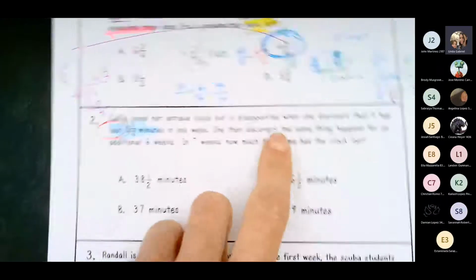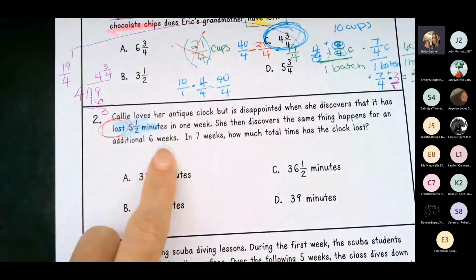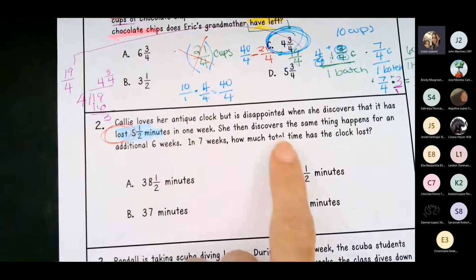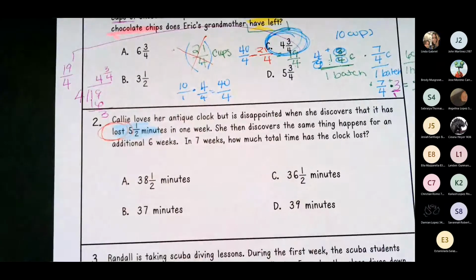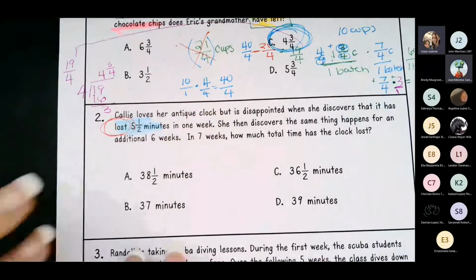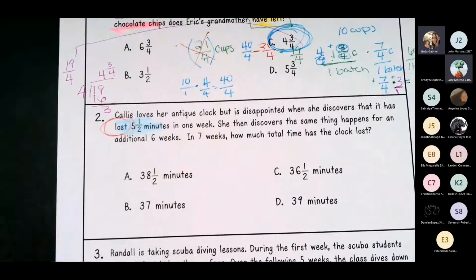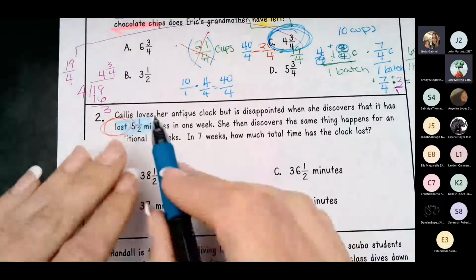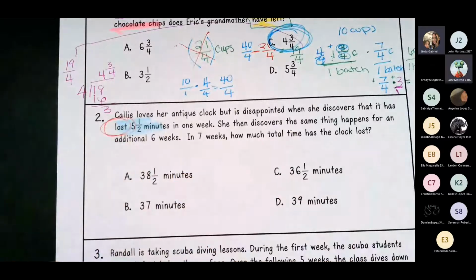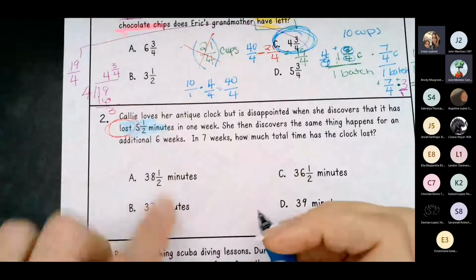She then discovered the same thing happens for an additional 6 weeks. In 7 weeks, how much total time has the clock lost? And this means that the clock is moving too slow, right? That means that when she looks at the clock, it's not giving her the right time. It's 5.5 minutes slow. Okay, so Callie loves her antique clock. It has lost 5.5 minutes.